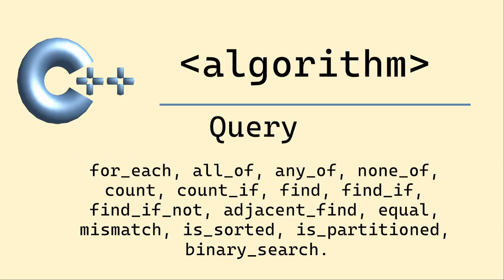Let us talk about query algorithms. These are presumably the most commonly used query type STL algorithms: for each, all of, any of, none of, count, count if, find, find if not, adjacent find, equal, mismatch, is sorted, is partitioned, binary search.